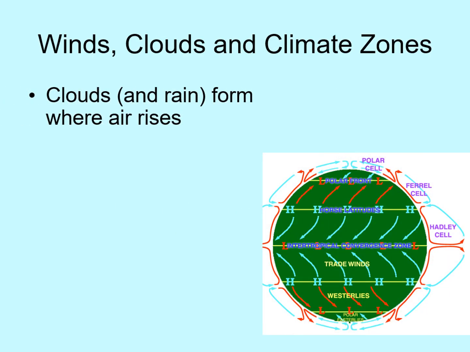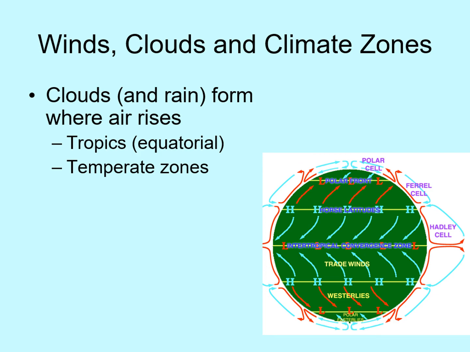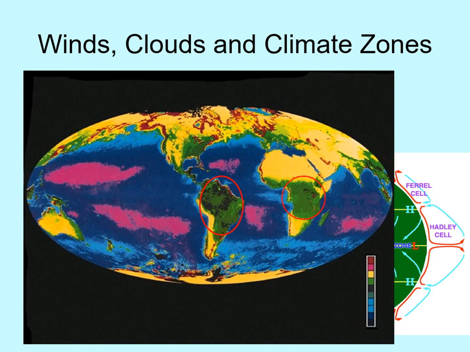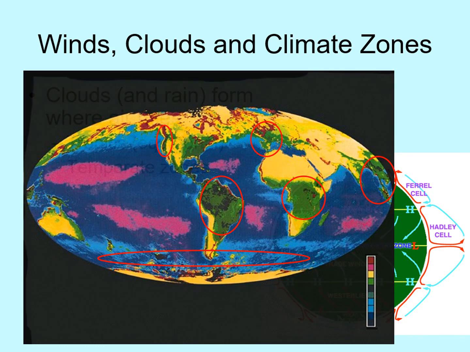Remember, the clouds form where air rises. For that reason, the places where there's rising air are the wet parts of the globe, the tropics along the equator, and the temperate zones. That's why we have tropical rainforests in the Amazon, Central Africa, and Southeast Asia, as well as temperate wet regions in the Pacific Northwest of North America and Western Europe. There's also the stormy regions south of South America, Africa, and Australia, known as the Roaring Forties.